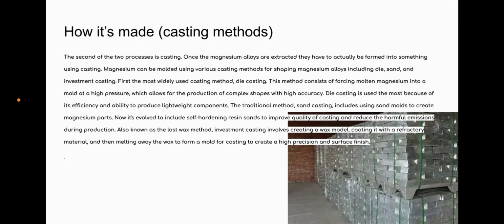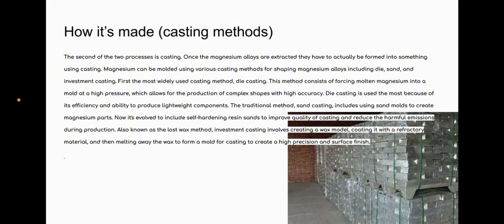First, the most widely used casting method, die casting. This method consists of forcing molten magnesium into a mold at high pressure, which allows for the production of complex shapes with high accuracy. Die casting is used the most because of its efficiency and ability to produce lightweight components.